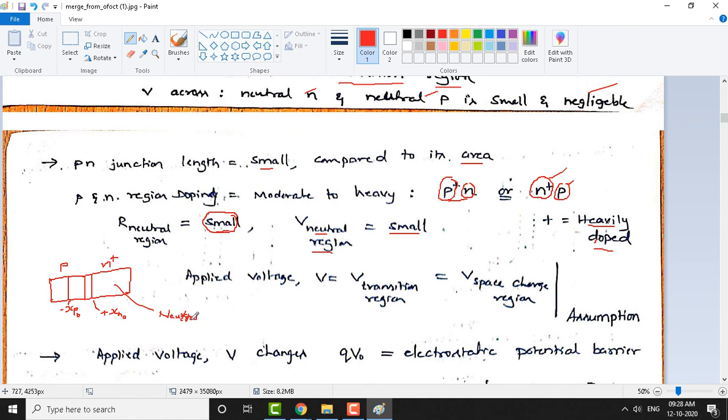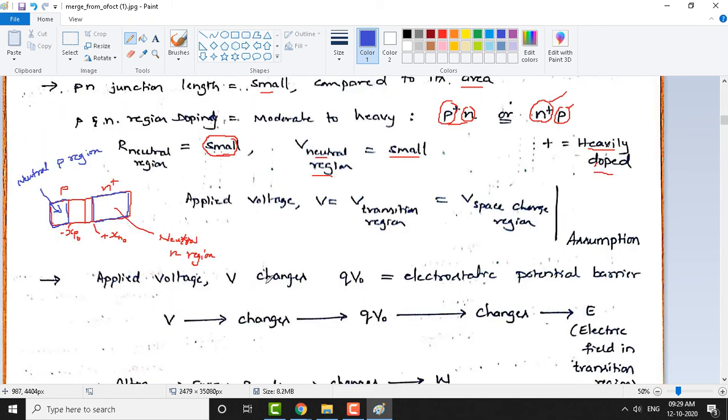Let me show it in a different color so that you can easily identify that region. The region you are seeing here, this complete region, is called the neutral N region. On the other side, you can see this is the neutral P region. So I am talking with reference to these regions here. In these regions, resistance is small, drop is small.